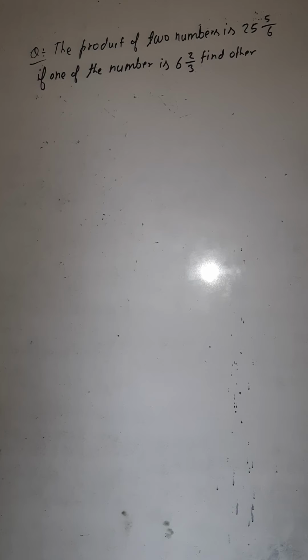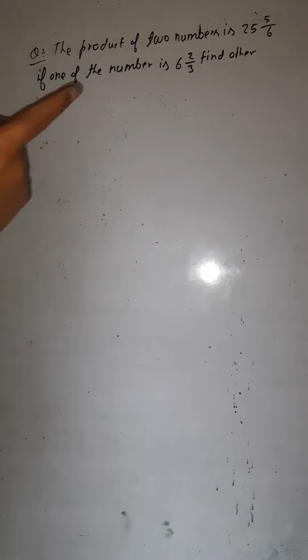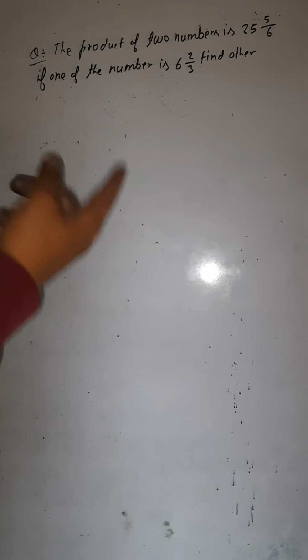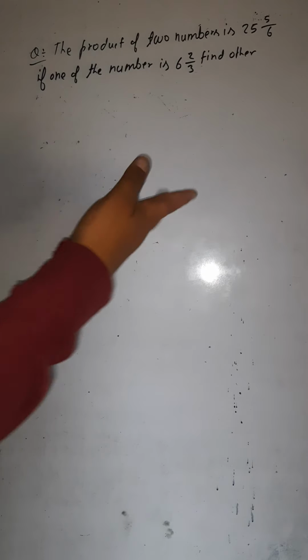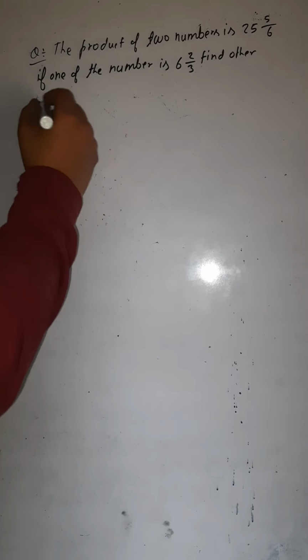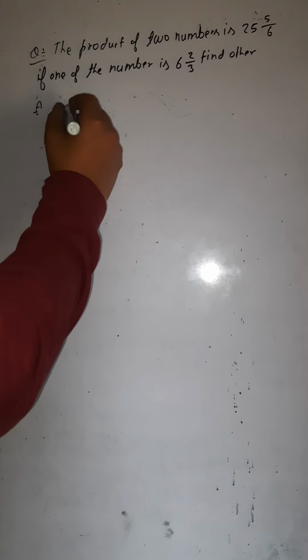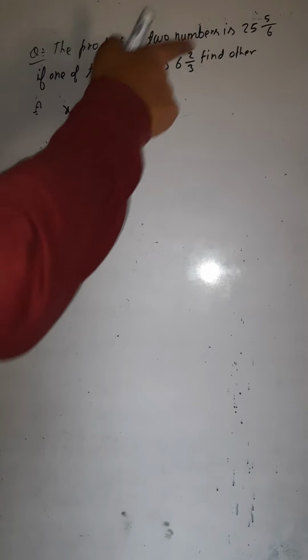Now this is the next question here that you have to try. Just try it yourself first. Okay. The product of two numbers is 25 whole 5 by 6. This is the product of two numbers. Means if you are multiplying two numbers, you are getting this much. If one of the number is this much, find the other. Means the other number you have to find out. Let's say the other number is x. So if you are multiplying x and this much, you are getting this much.